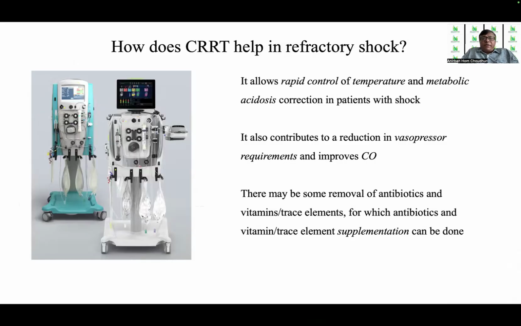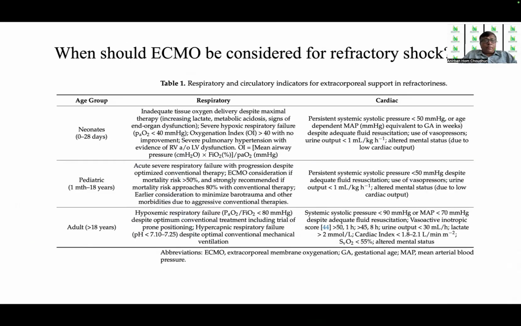How does CRRT help in refractory shock? CRRT is one of the most important invasive procedures which can give a respite in many cases of refractory shock. It allows rapid control of temperature and correction of metabolic acidosis in such patients. It also contributes to a reduction in the vasopressor requirements and improves the cardiac output. There may be some amount of removal of antibiotics and vitamins or trace elements for which they require supplementation, and the same can be done after completion of the CRRT in the full dose.